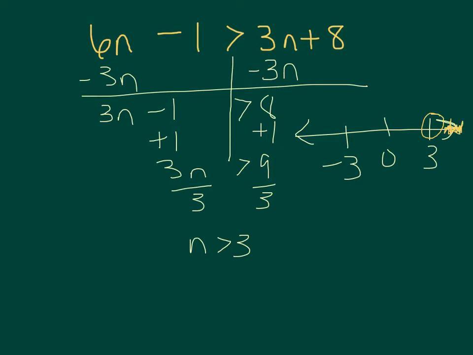Okay. Now my interval notation, my graph goes from 3 to infinity. Okay, the 3 is not equal to, so it's parentheses, and infinity is never equal to. Okay, so there's my interval notation.